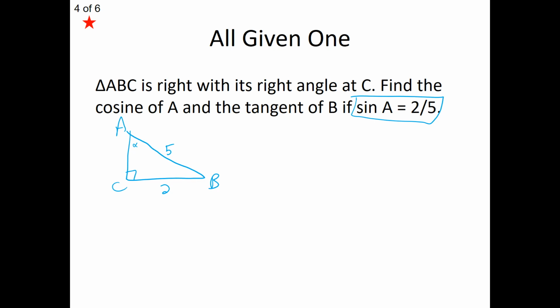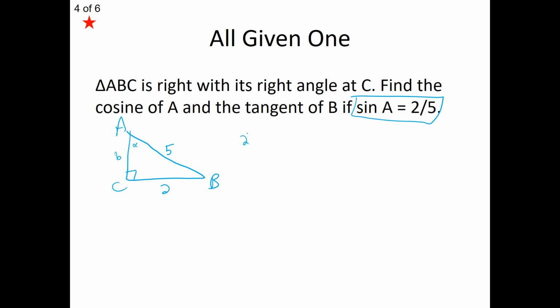But we know more about this triangle because we're given the ratio of those two sides, which means we can find the third side by applying the Pythagorean theorem. So we are going to fill in this missing side using the Pythagorean theorem. I'm going to call that side lowercase b.